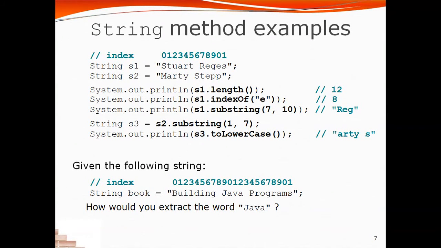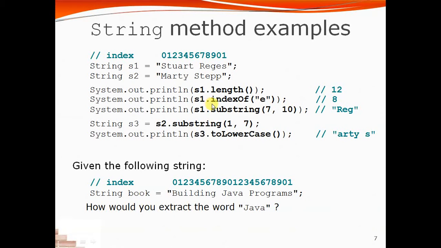See, I've tried to explain with an example also. String s1 Stuart Regis, string s2 Marty Step, System.out.println s1.length. So s1 is the string having Stuart Regis. You see I have written the index at the top of the string 0, 1, 2, 3, 4, 5, 6, 7, 8, 9. Then again 0 means it is 10, 11. Okay, so the indexing is from 0 to 11, so total length is 12. So s1.length will return 12. I have shown the output here in the remark.